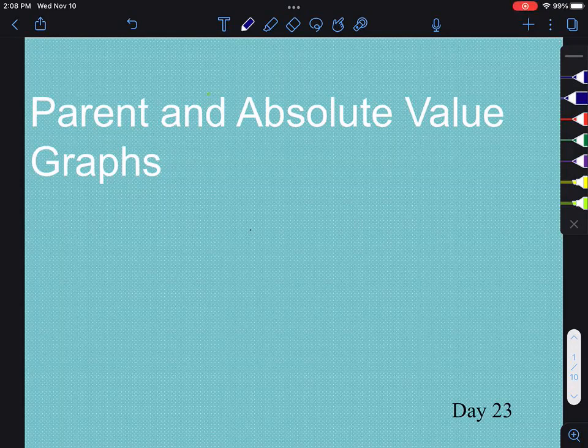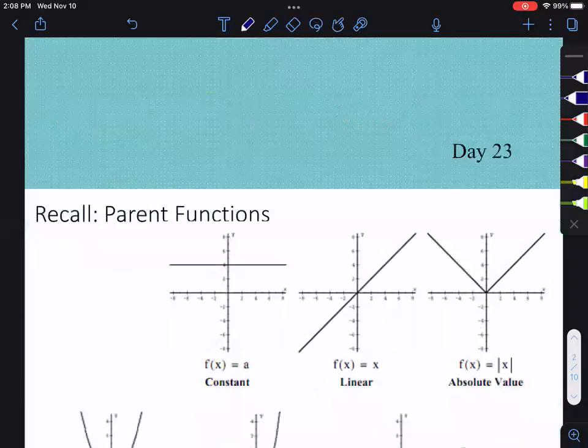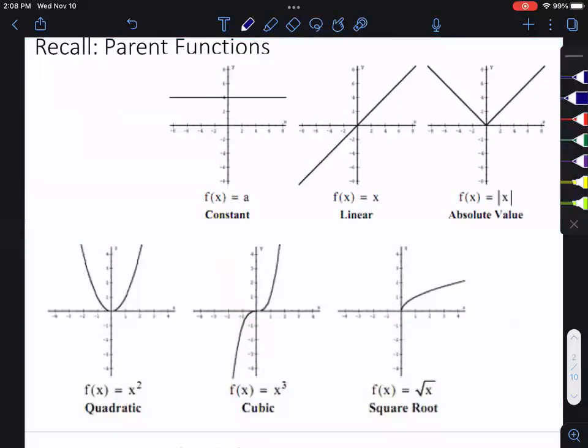So today we are going to look at parent graphs, and then we're going to focus down on some absolute value graphs. So first thing, we want to recall some standard parent functions. We have our constant function, which is either a horizontal or a vertical line. We have our linear parent function, which is just a line that can have different y-intercepts, different slopes. You learned all about those in Algebra 1.